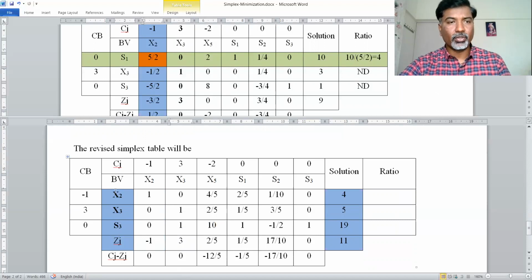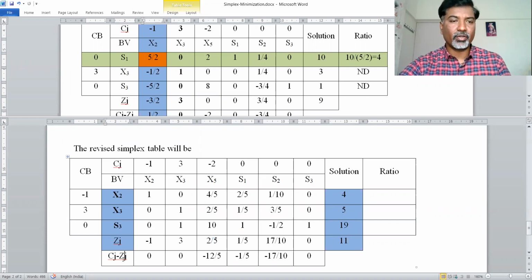Likewise, 0 into minus 1, 0, 1 into 3, 3, 1 plus 0, 0. So if you add 0 plus 3 plus 0, we will get 3. Likewise, you just multiply this into this plus this into this plus this into this, and you will get the value of Zj. So you have to calculate the value of Zj for all columns.